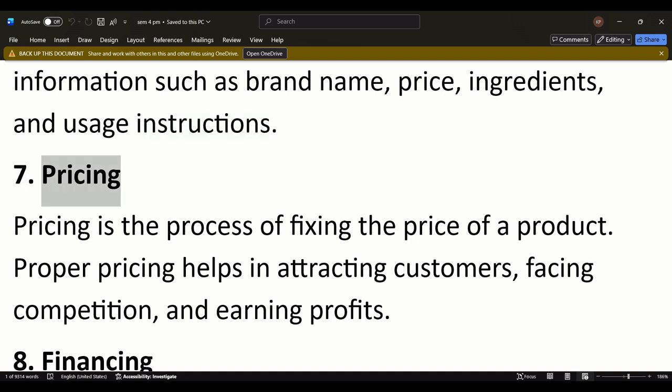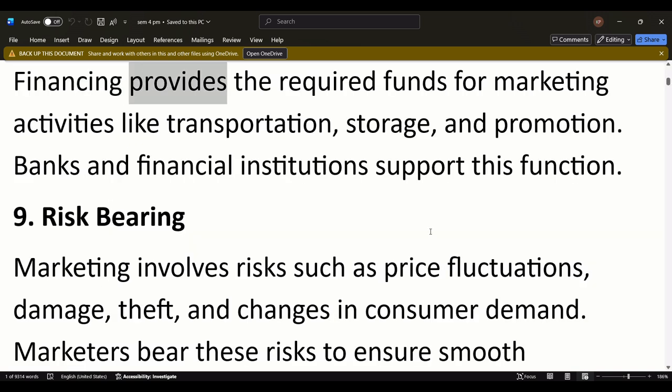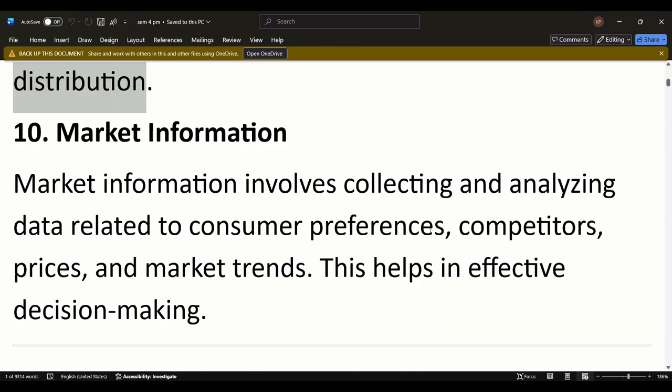7. Pricing. Pricing is the process of fixing the price of a product. Proper pricing helps in attracting customers, facing competition, and earning profits. 8. Financing. Financing provides the required funds for marketing activities like transportation, storage, and promotion. Banks and financial institutions support this function. 9. Risk bearing. Marketing involves risks such as price fluctuations, damage, theft, and changes in consumer demand. Marketers bear these risks to ensure smooth distribution.